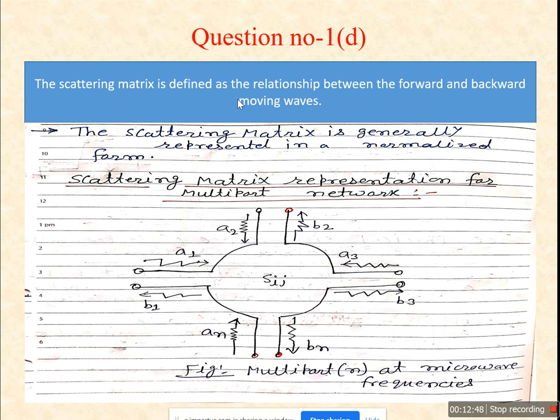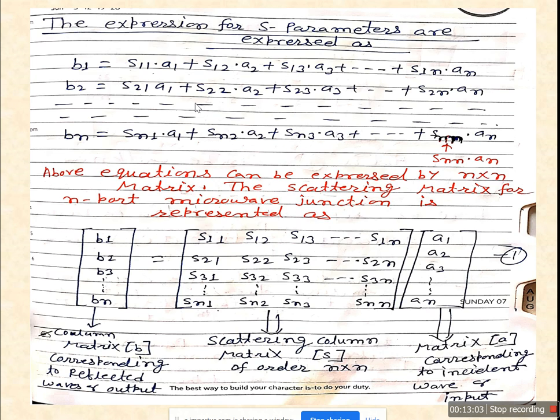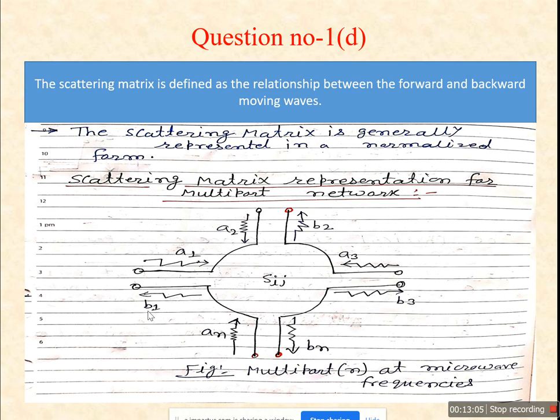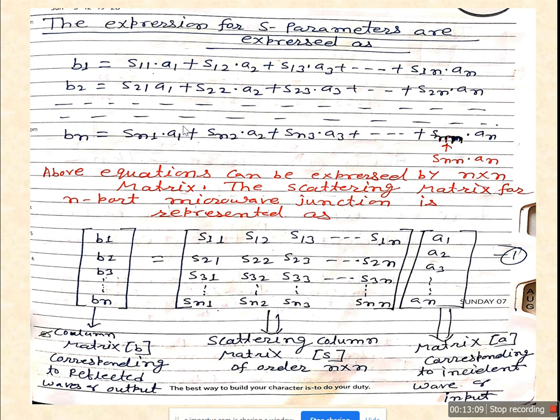The scattering matrix is defined as the relationship between the forward and backward moving waves, generally presented in a normalized form. This is the multi-port junction, where H by Z is 2 port. The representation is like this: A1 is input, B1 is output. It's represented like B1 equals S11 A1 plus S12 A2 plus S13 A3.